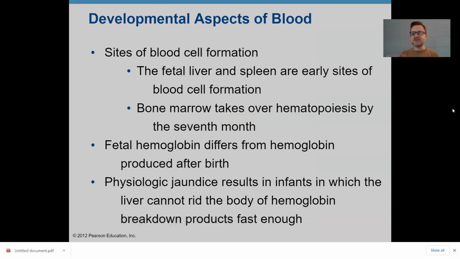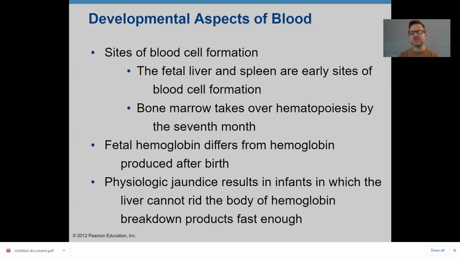Okay, so last thing, let's wrap this up. Developmental aspects of blood. When you're a fetus, your liver and your spleen produce red blood cells. Look at this, when you're a 7-month fetus, once you're approaching being born, your bone marrow takes over. Hematopoiesis, that's a fun word to say 10 times. Hematopoiesis is just the name for blood cell production. And of course, your bone marrow does that.